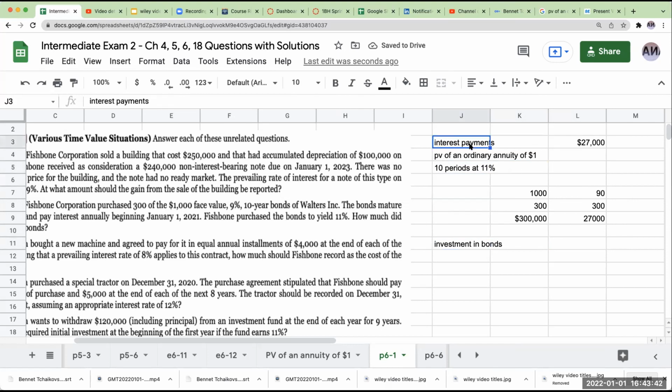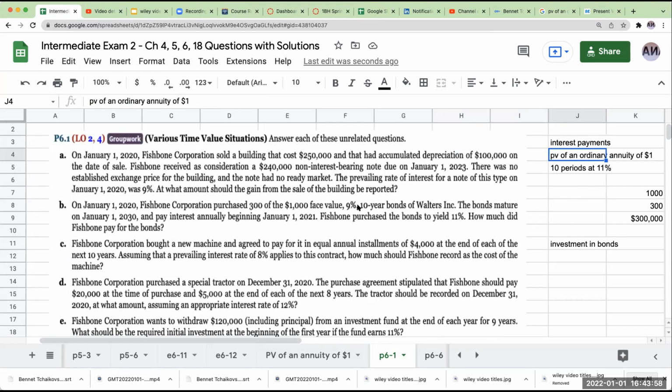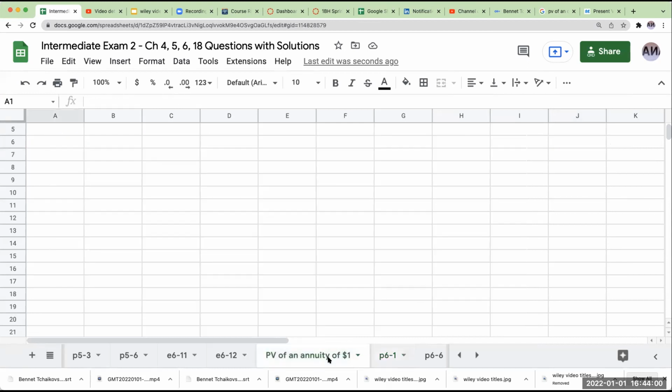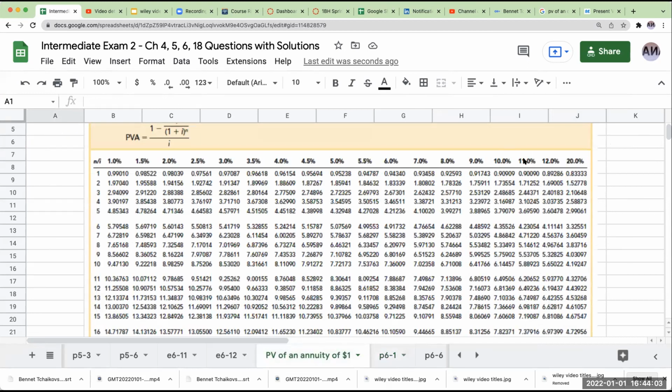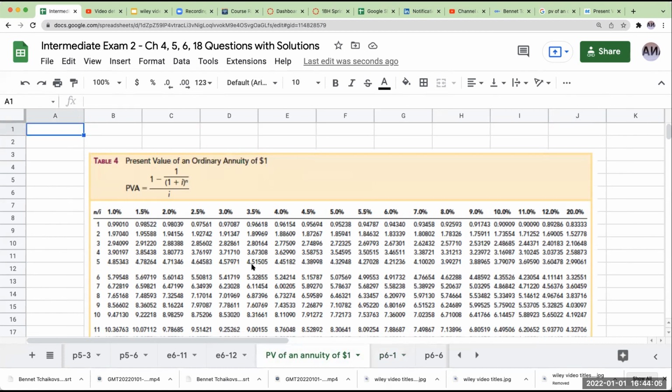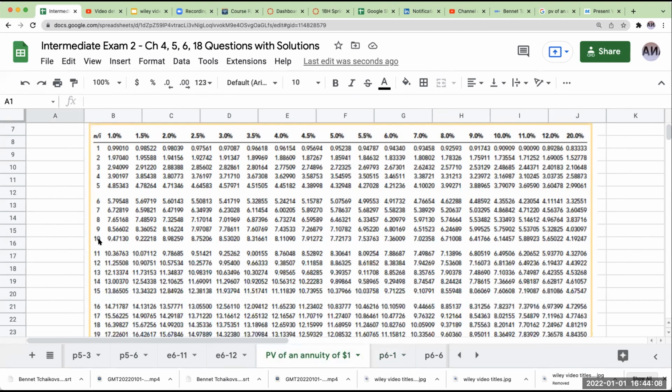So my interest payments are 27,000, with the present value of an ordinary annuity of $1. Why am I using this table? Because every single year, I'm going to be paid $27,000 per year. I'm purchasing them to yield 11%. So I'm going to go over here, present value of an ordinary annuity of $1, 10 periods at 11%, and I'm going to get 5.88923.